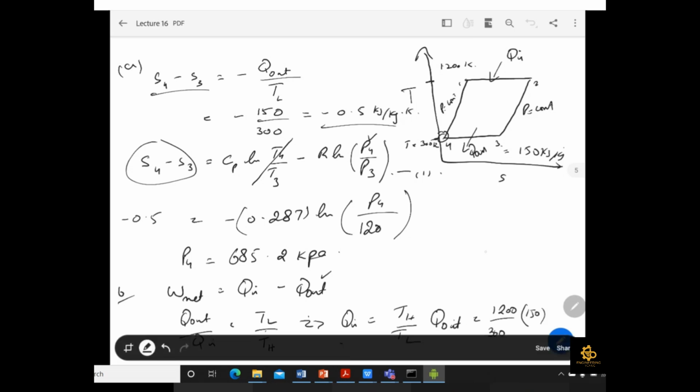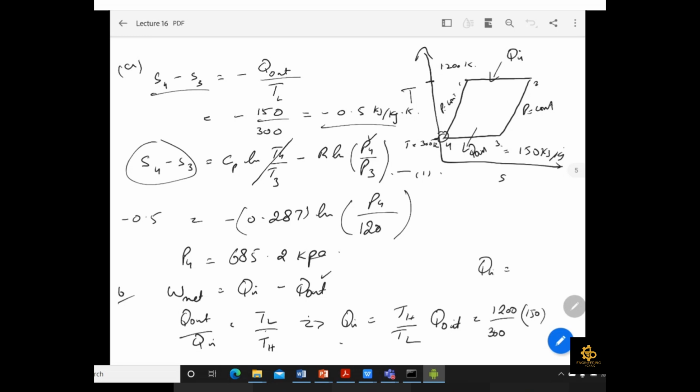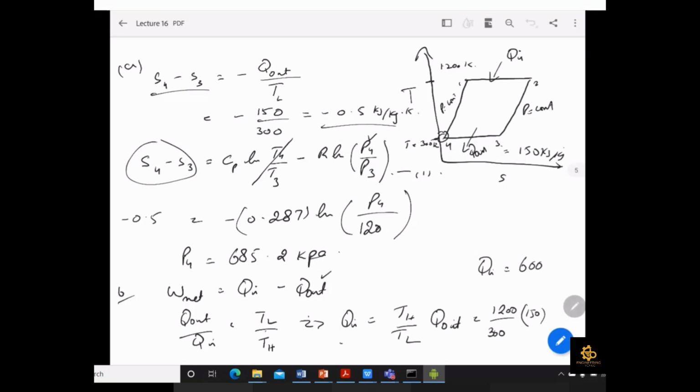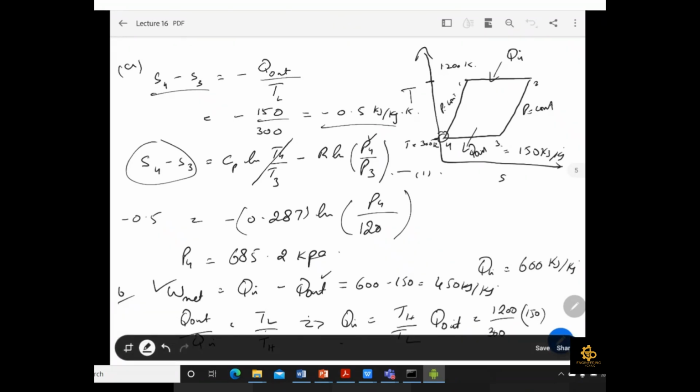If we solve it, the Q in value turns out to be 600 kilojoule per kg. Now we can subtract 150, which is Q out from your question, from this 600, and it turns out to be 450 kilojoule per kg for your W net. So this is your part B. You can note it down, then we'll move towards the next one.